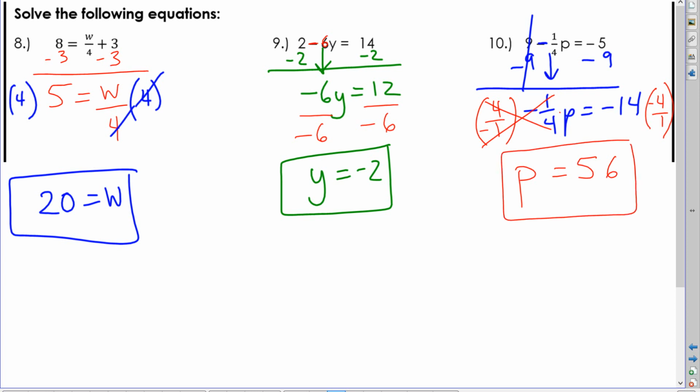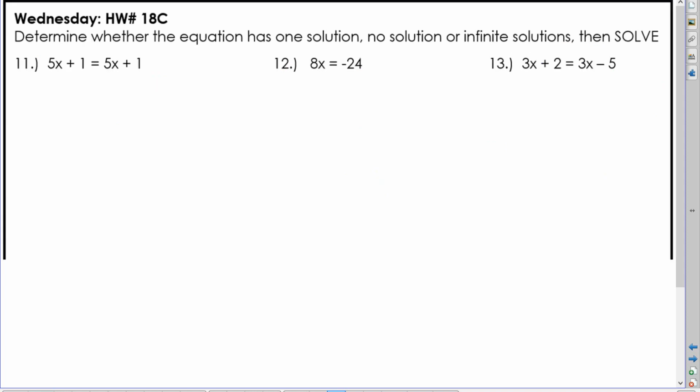All right, give your 3 a try on your homework paper, and then turn it over to try the Wednesday box. Again, these 3 equations have a single variable, and the directions ask you to determine whether the equation has 1 solution, no solution, or infinite solutions. And that means that when you solve it, right, does only 1 number work for the variable? Do no numbers work for the variable? Or do every single number work for that variable?